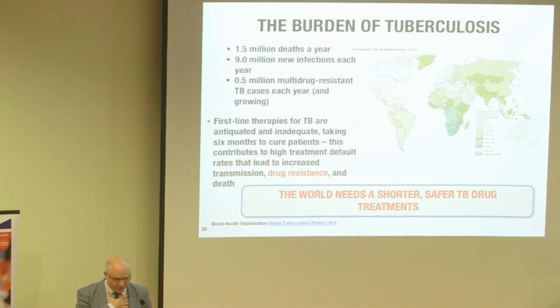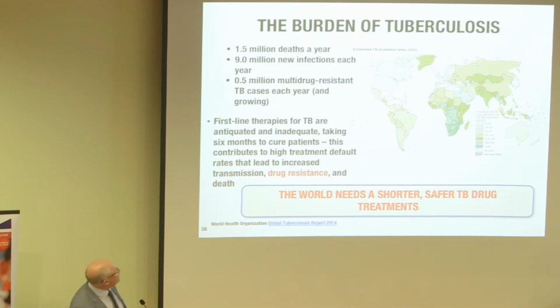So over 9 million people each year become infected. And of those 9 million people, 500,000 get infected with what are called multi-drug resistant tuberculosis. So that's that resistance thing again. So this is TB that has become resistant to virtually all of the available drugs.